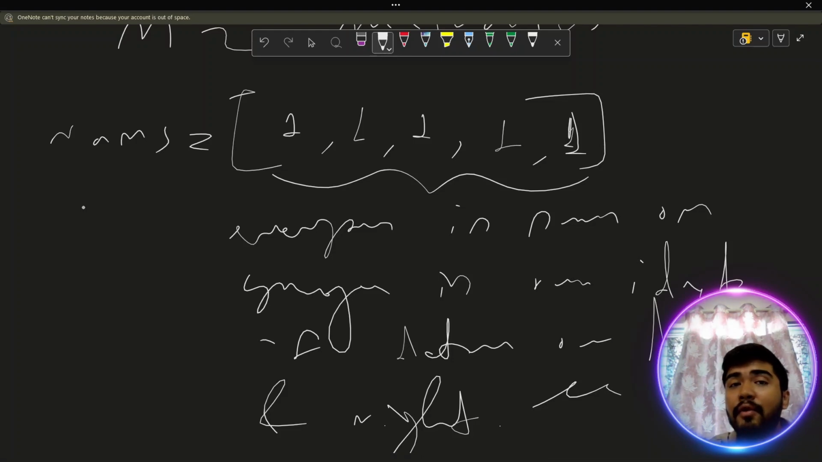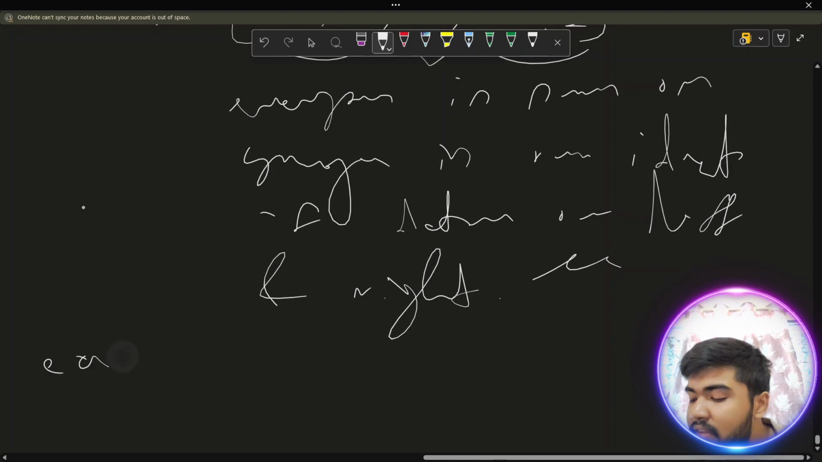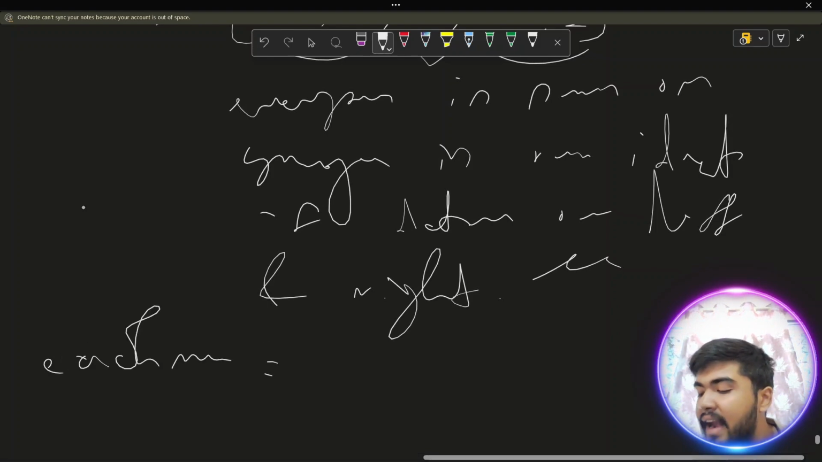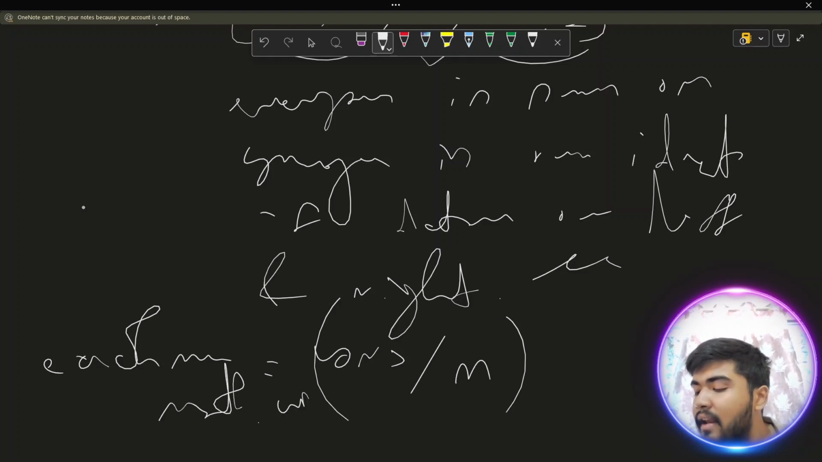cars to everyone, an equal number of cars to everyone. So what can each mechanic get? If there are total cars in the garage, and if I have total n mechanics in the garage, then I can say that it is math.ceil of cars by n. Why I am taking ceil is very intuitive. I think every one of you is getting why I am taking math ceil of cars by n. So that is the reason.